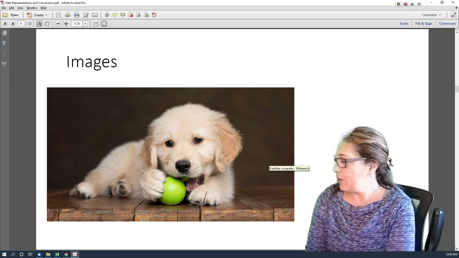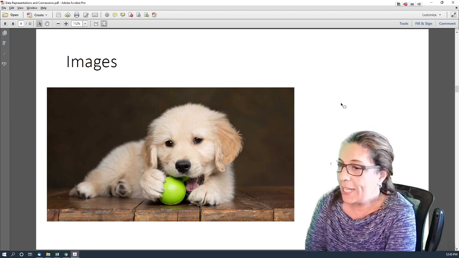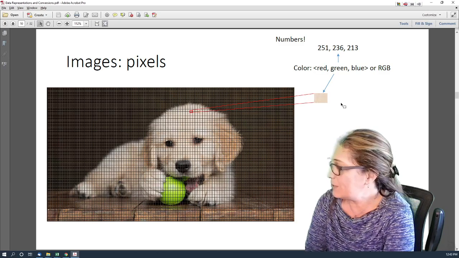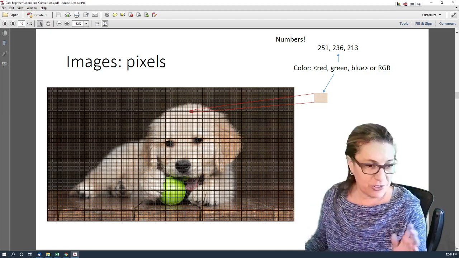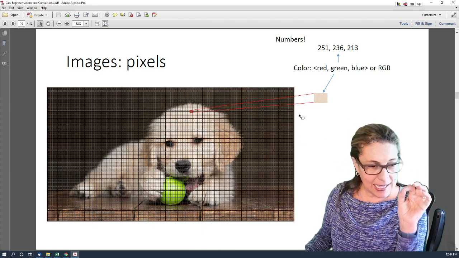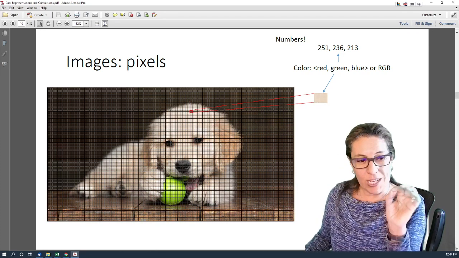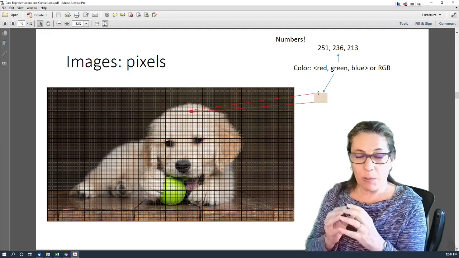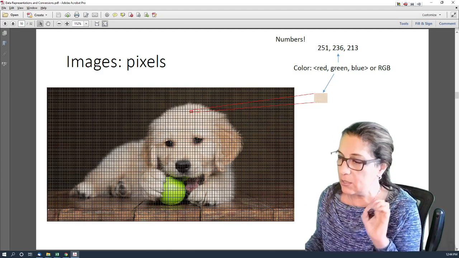So what about images? Here's a nice image of a little puppy. What are images really? The images are again just numbers. If you zoom in, what's really going on in digital images is that there's a grid, very much thinner than what I'm showing here. These are called pixels. Each one of these little cells is called a pixel. And what's a pixel? A pixel is just a little piece of information, numbers that represent a color, right? So each pixel has a color associated with it.